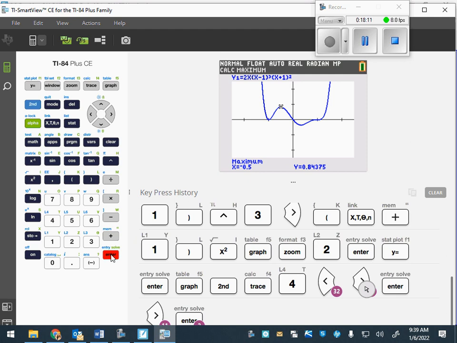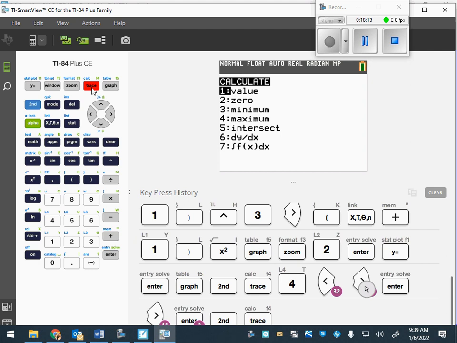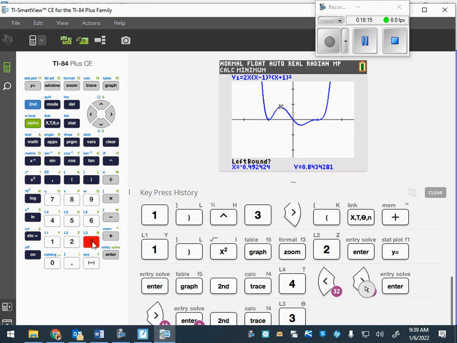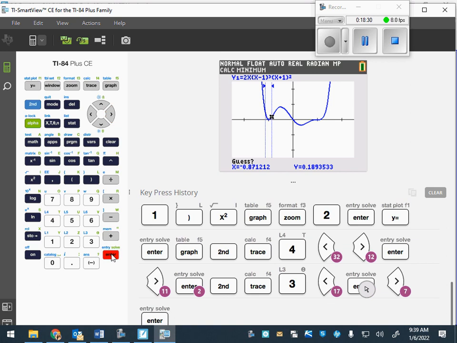Okay, so just to confirm, second trace, number 3, the minimum. I'm going to move my cursor to the left. Eventually when it gets there, I'm going to hit enter. Move it to the right. Hit enter. Then enter again.